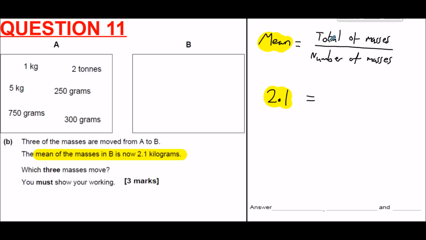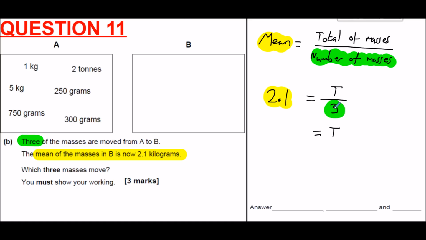The total of the masses, that's what we're trying to find out. We don't know what the total is, so let's just call it T for total. And the number of masses, in other words, how many masses moved, we've been told that 3 masses moved across. So 2.1 kilograms equals the total divided by 3. And so we can work out what the total is on its own by just rearranging this equation.